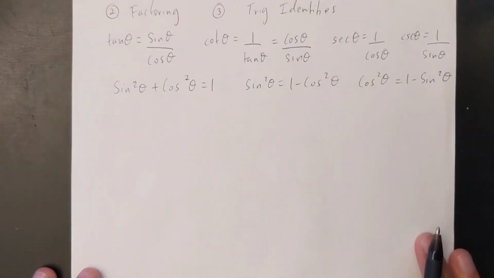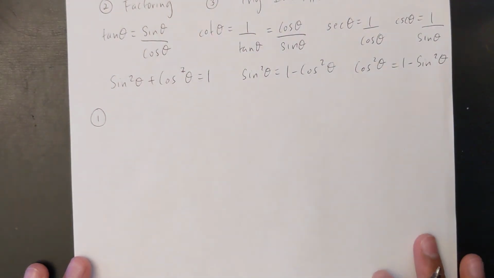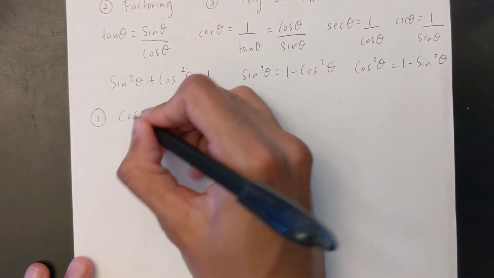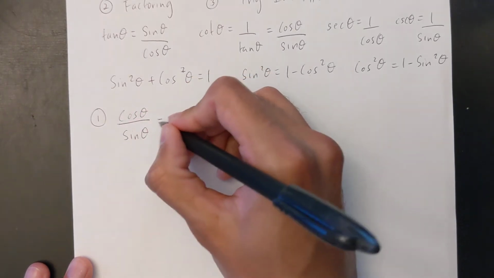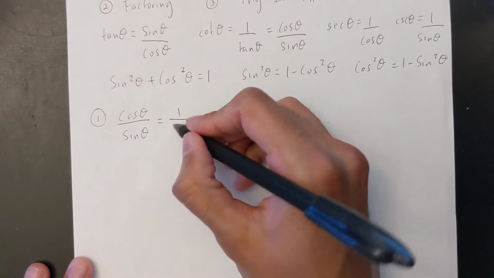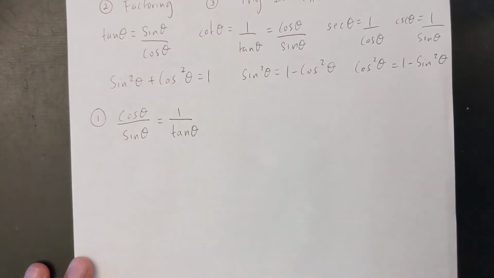So let's start with doing a couple of questions. First one is cos theta over sine theta, and these start pretty easy but they get a bit difficult towards the end. So if you find them too easy, you can skip towards the end and look at the harder questions.